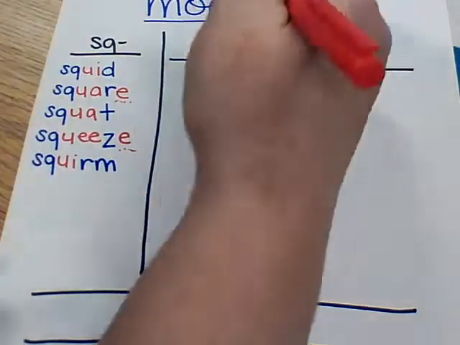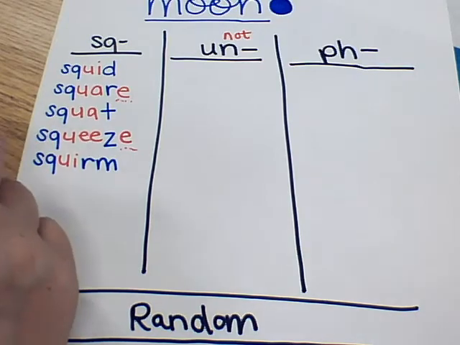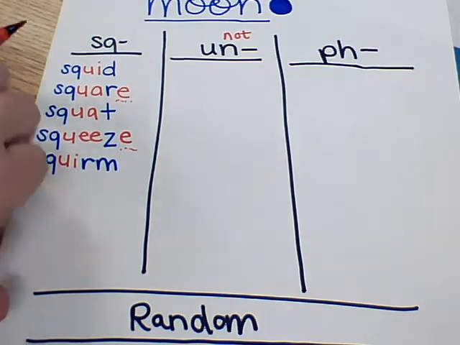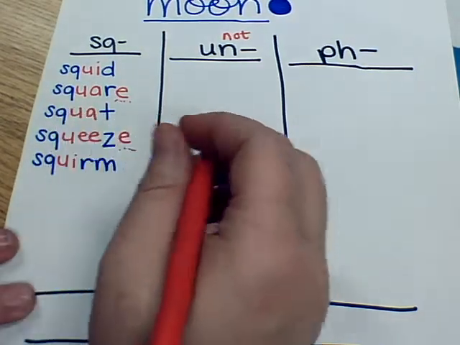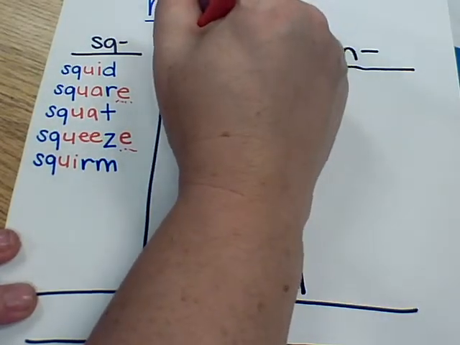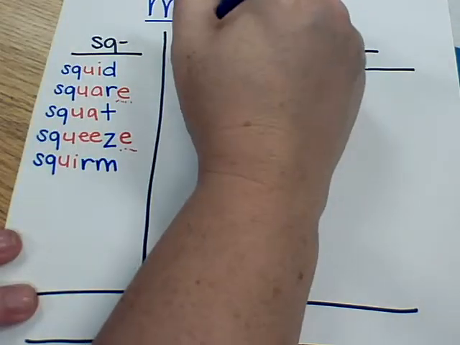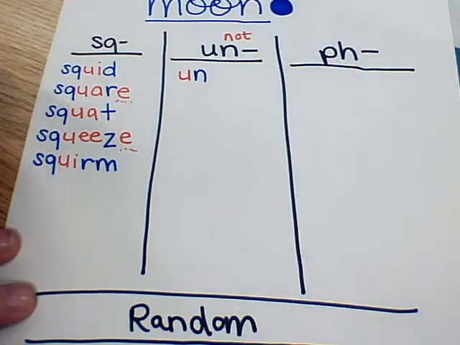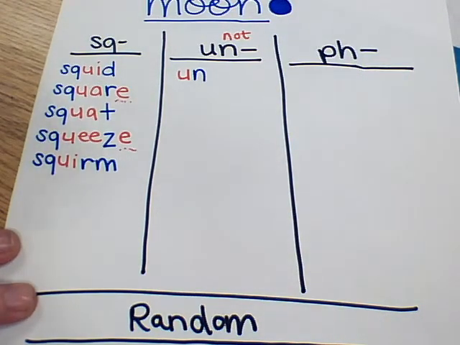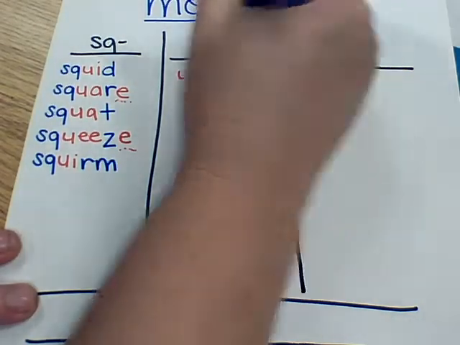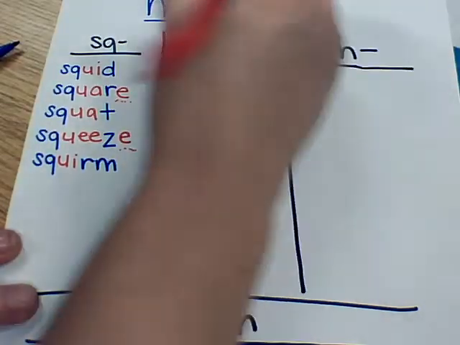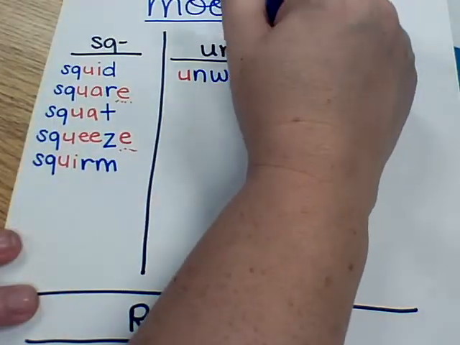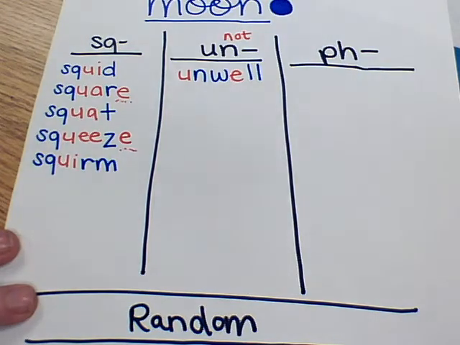Our next set of words have an UN in front of it. An UN is a root that means not. So most of the time it's going to be not and then whatever the next word is. So let's go with the first one, which is unwell. So that means not well. U, N, well. WELL, just like we're used to seeing it. Unwell.